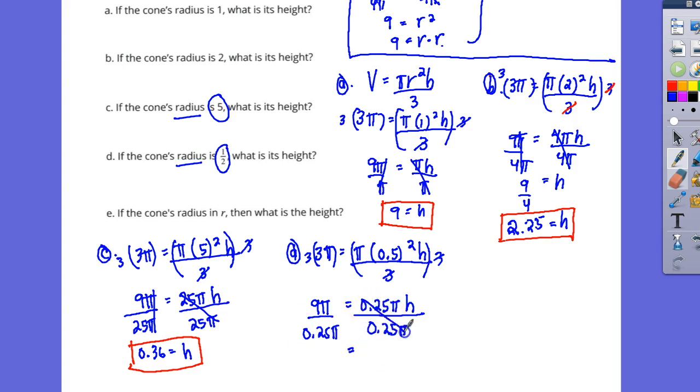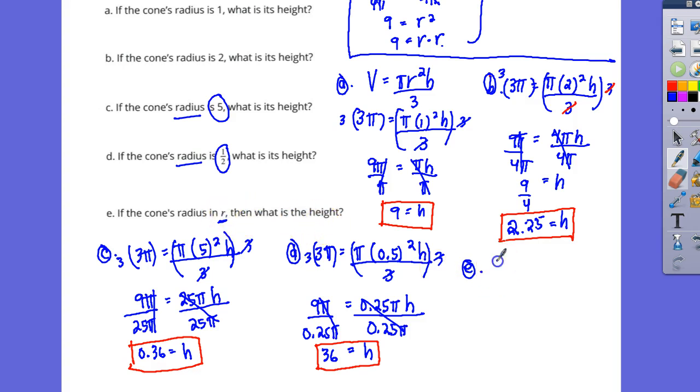So on the right side, that's gone. You have h equals, the pi is gone. 9 divided by 0.25 is 36. As you can see, this is very tall, 36 units, because the radius is real small. So this is a very skinny cone. Okay, the last one, E. So now they just want you to use r for radius. So you will just solve for the height in terms of r.